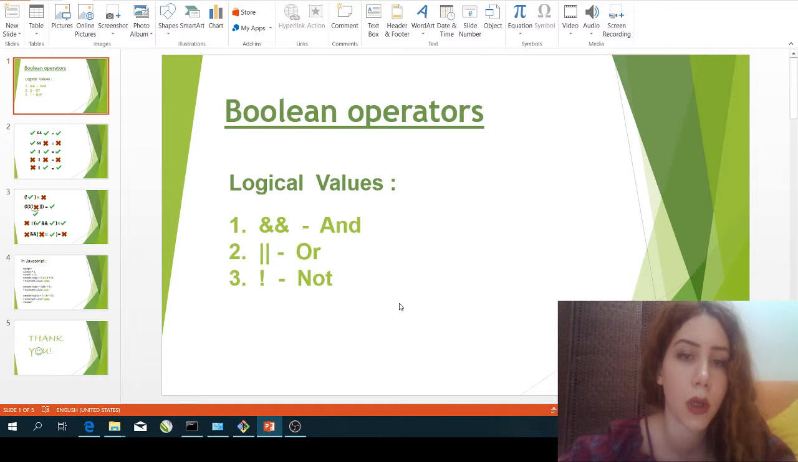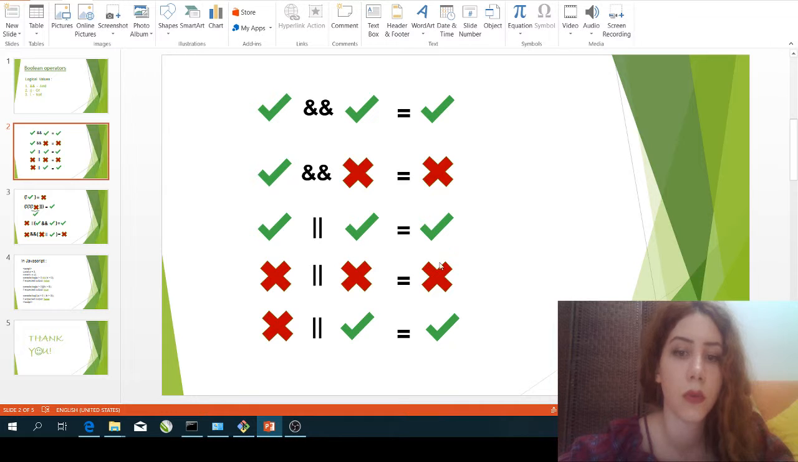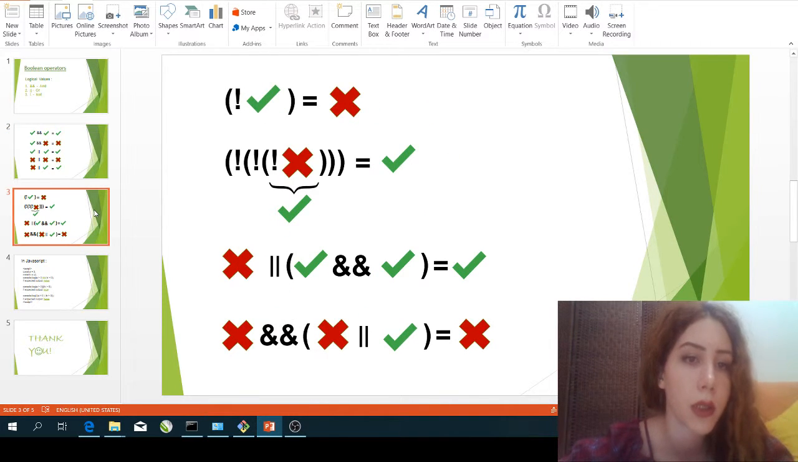So in order to understand better, let's consider some examples. For example, true and true equals true. True and false equals false. True or true equals true. False or false, obviously it's false. False or true equals true. So let's move to the next page.